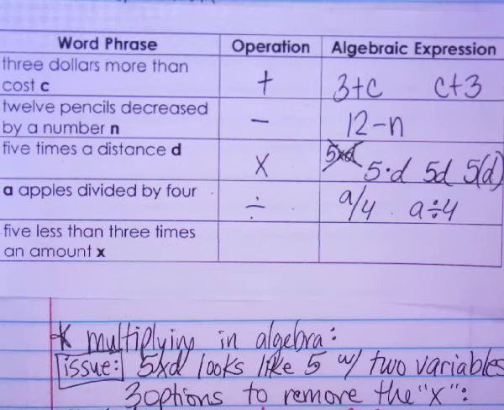Okay? All right, let's look at this last one. It has several different pieces. 5 less than 3 times an amount X. Write down what you think it is in your box. It's okay if you have to erase it. Write the expression too, whatever you think.